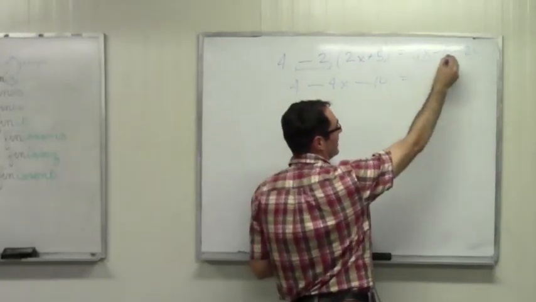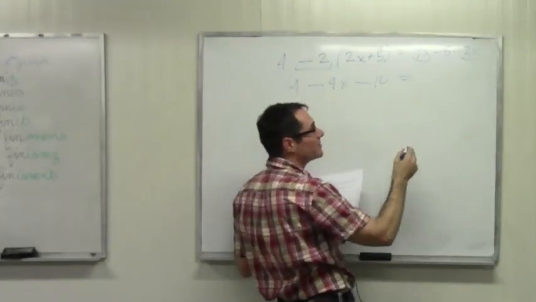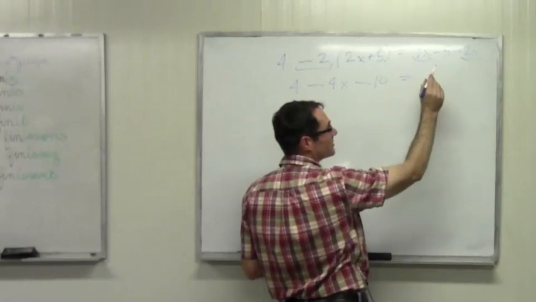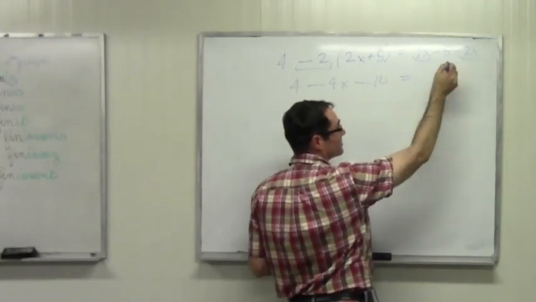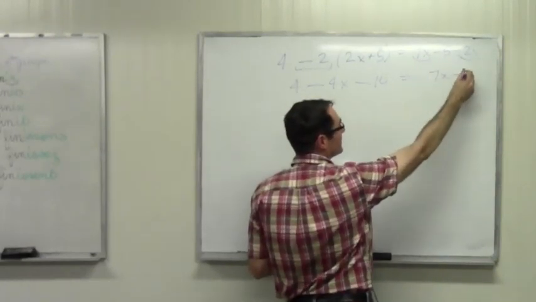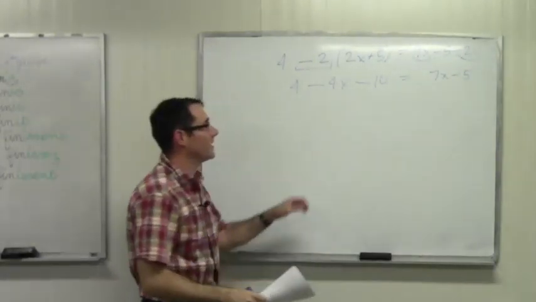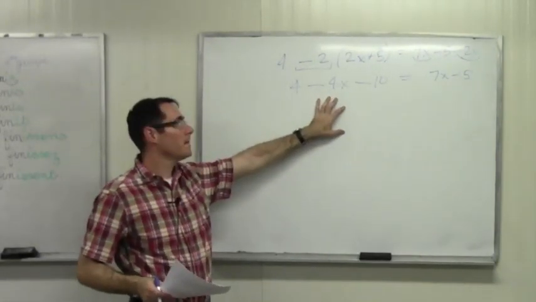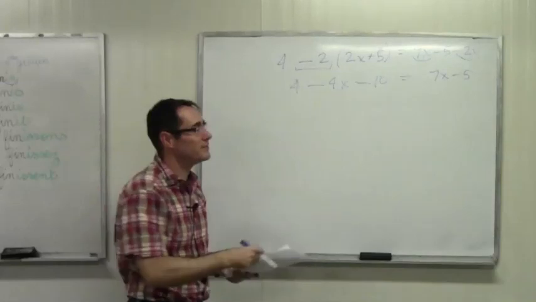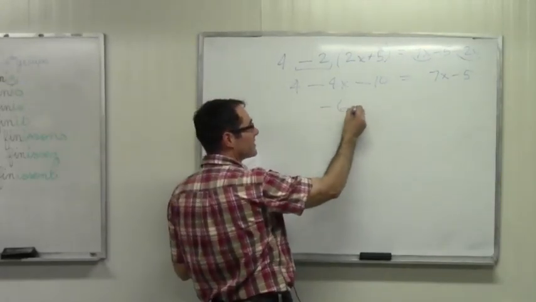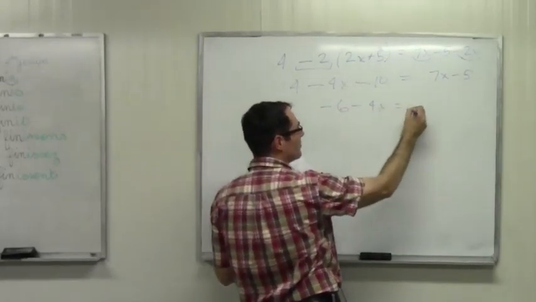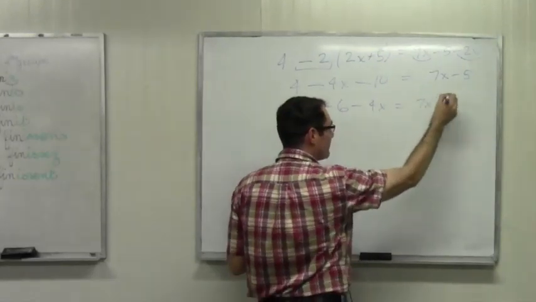Can I do anything to the other side? I can combine the 9x and the minus 2x. That gives us 9x minus 2x, 7x minus 5. Can I combine anything else on this side? The 4 and the negative 10, which is negative 6. Negative 6 minus 4x equals 7x minus 5.